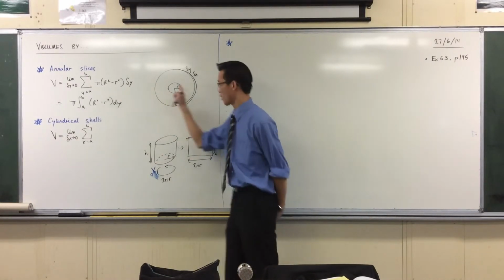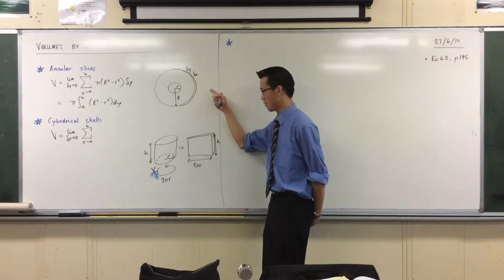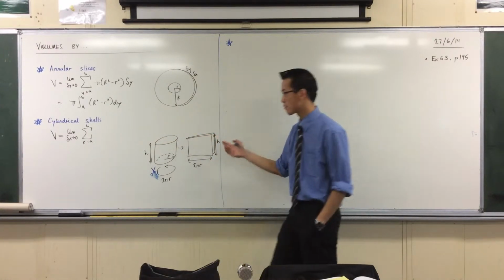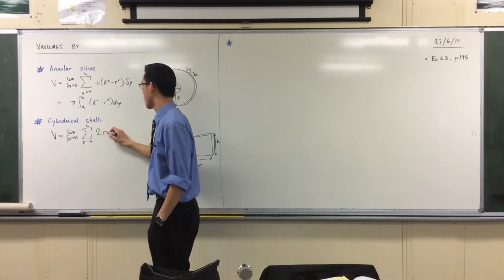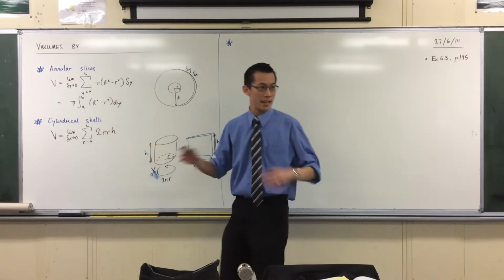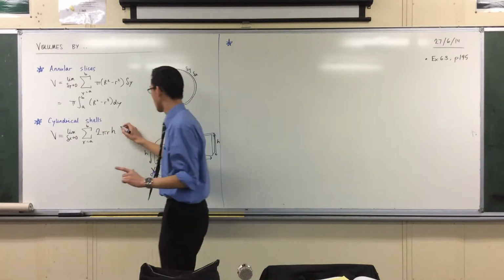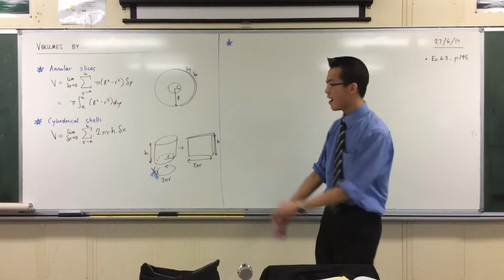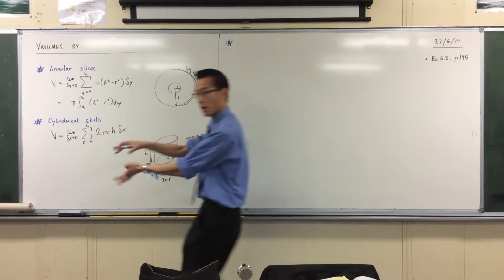Here, it came from the area of this times its depth. So this is going to come from the area of this times its depth, right? Which you saw before was 2 pi r h. There's the area times its depth. Cool. Okay, and in exactly the same way, I can go from the sum to the equivalent integral.